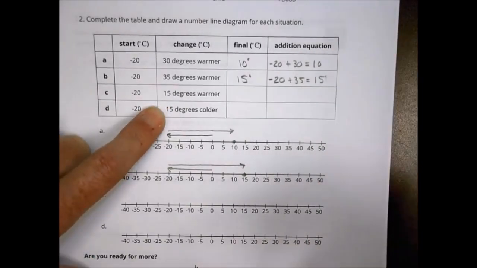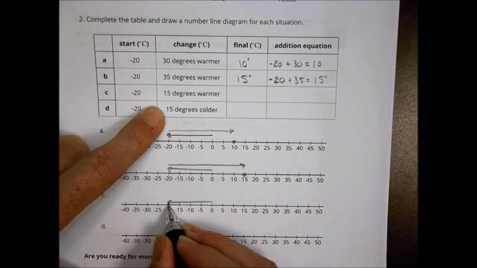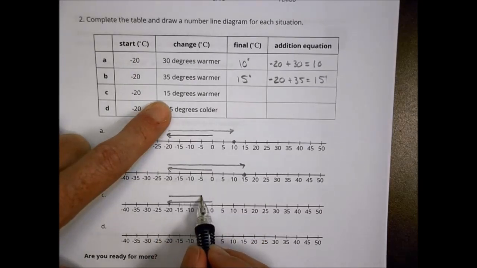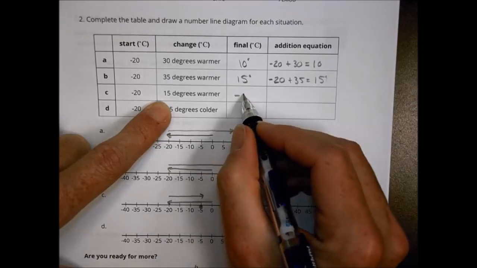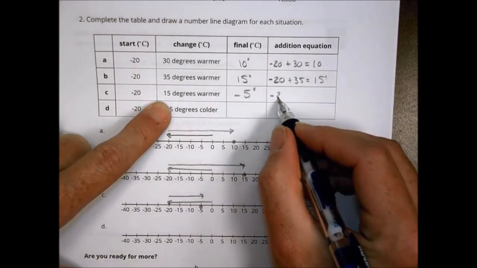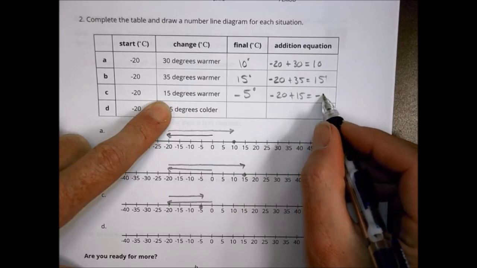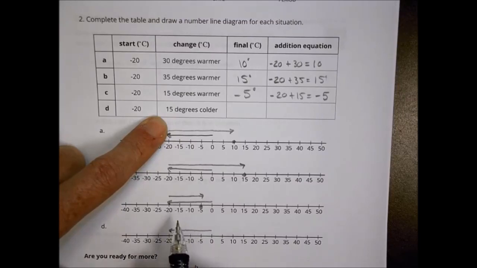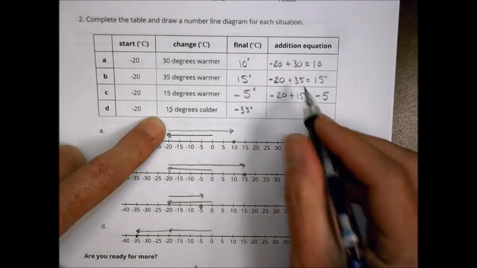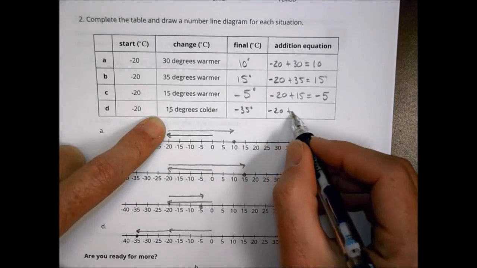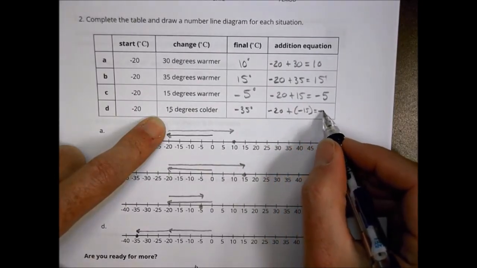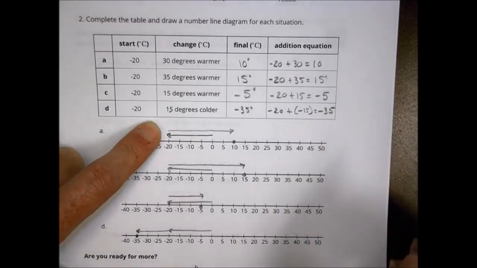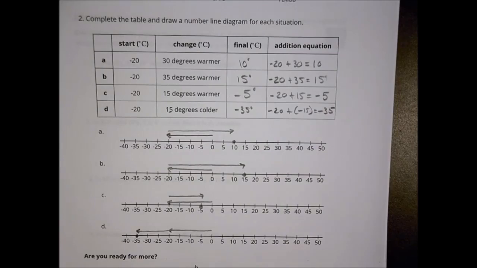Okay, now number C, we're going to go down 20 degrees again to the starting point there, and 15 degrees warmer. So 5, 10, 15, and we end up right here at negative 5 degrees. An addition equation would be negative 20 plus 15, which equals negative 5. And our last one, D, again we go down negative 20 degrees, and then we go 15 degrees colder. So we're going to continue this and go 5, 10, 15, so make a second arrow and end up at negative 35 degrees. So as an addition sentence, it's negative 20 plus a negative 15, which equals a negative 35 degrees there. All right, and that's the idea for that table and how we make those arrows.